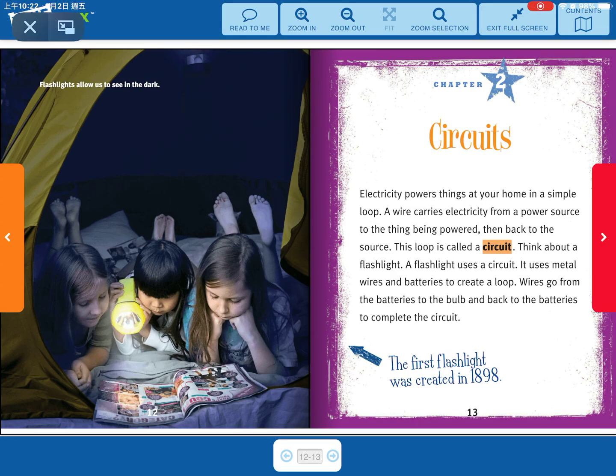Think about a flashlight. A flashlight uses a circuit. It uses metal wires and a battery to create a loop. Wires go from the battery to the bulb and back to the battery to complete the circuit.